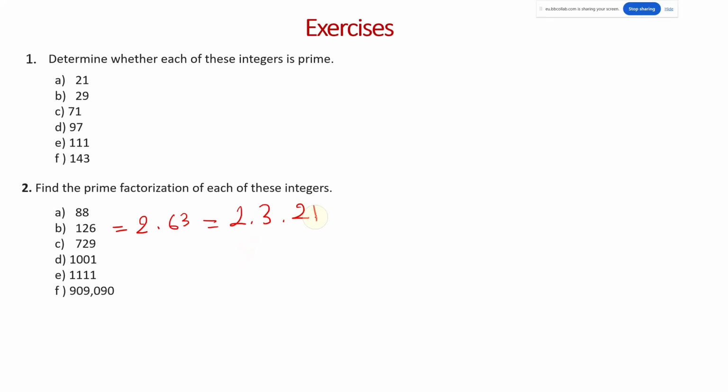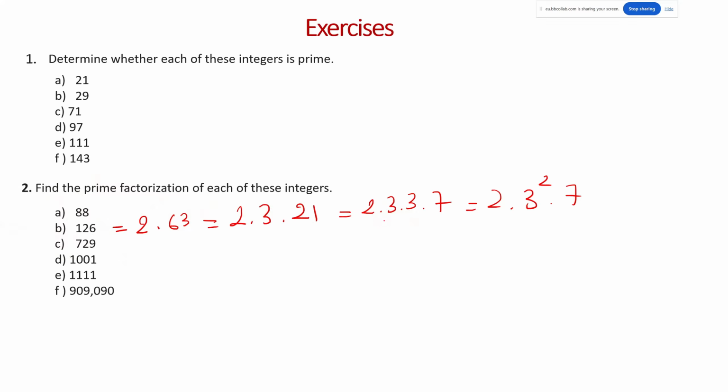21, right? 3 times 1, that's 3. 3 times 2, that's 6. That's 63. Okay. So I keep dividing by 3 again. So this can be divided by 3. So this is going to be 2 times 3 times 3 times 7, because 7 times 3, that's 21. So this is going to be 2 times 3 squared times 7. This is the prime factorization of that integer.